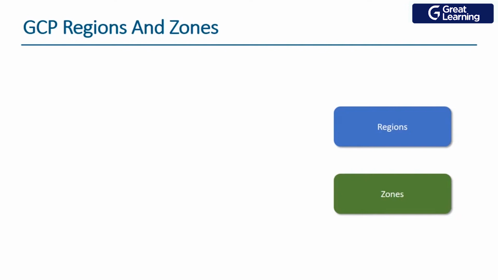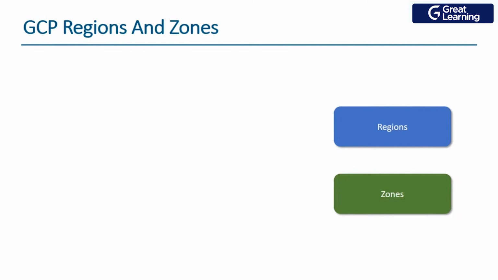Let's assume that we have a region called X. In that X region, we have 2 zones. Now these 2 zones inside the region are connected by a low latency network, ensuring there is a fast transfer of data between these 2 zones. You can also connect to zones that are located in other regions by using something called a local zone. Okay, so this is how the global infrastructure of GCP looks.